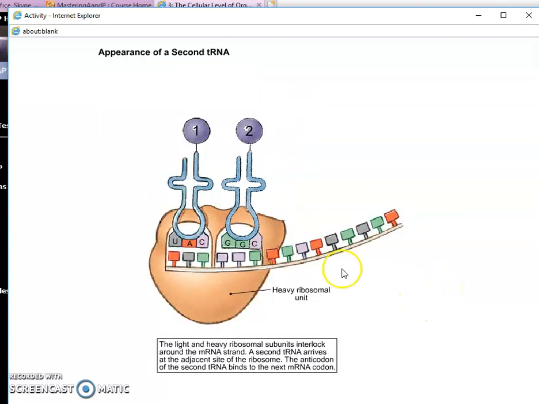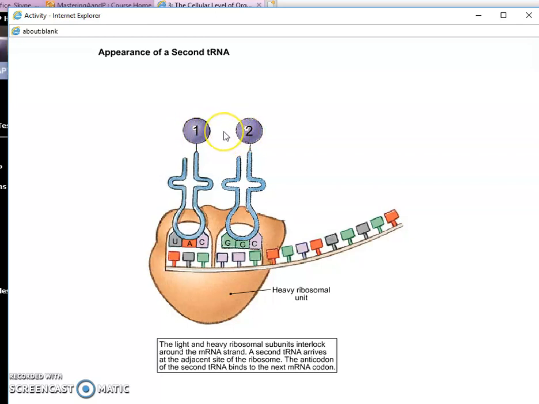Now notice our next codon here. Since our anticodon is reading GGC, that meant that this codon had to be CCG. But what's happening is this was our initiator right here. Now we brought our second amino acid. So we're going to have an enzymatic reaction where we join these two.